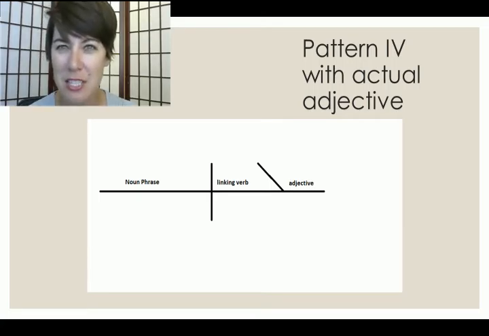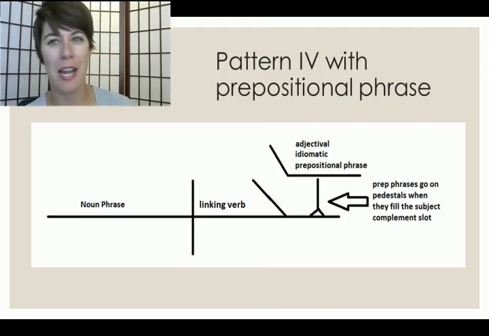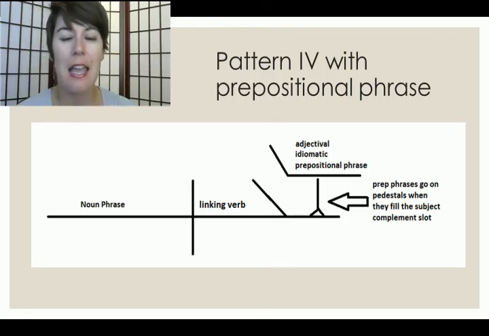And if we're using an adjective, it's going to look just this basic. Of course, if we are using an adjectival prepositional phrase instead, the diagram is going to look a little more complicated. We will have our linking verb there in the predicating verb slot. We will have our subject complement slot with the diagonal slanting line. And then up on a pedestal in the subject complement slot, we will have the adjectival idiomatic prepositional phrase.